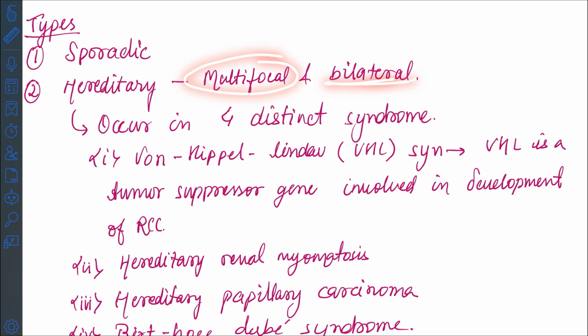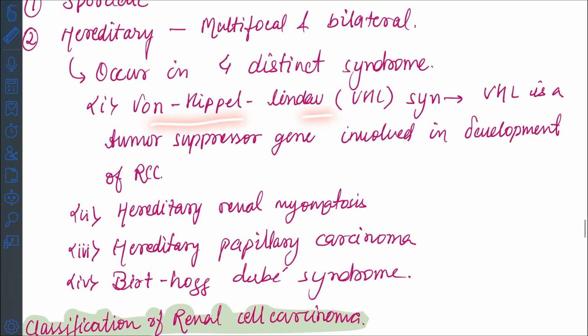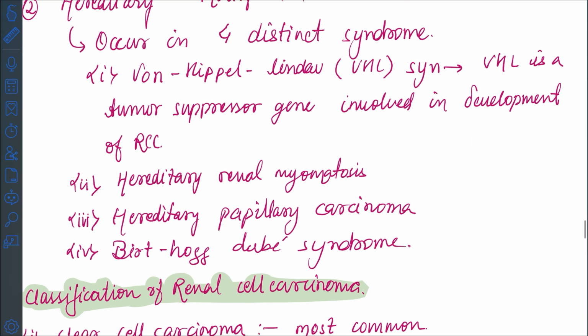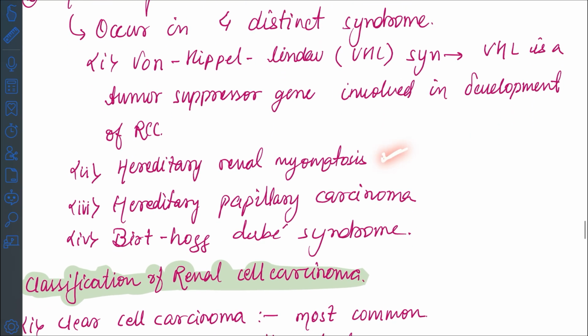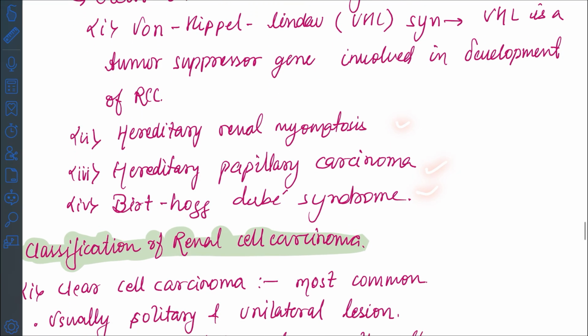It is a multifocal and bilateral tumor. It occurs in 4 distinct syndromes. There are 4 different syndromes where this RCC can be seen. One of them is von Hippel-Lindau syndrome. It is actually a gene, VHL gene, which acts as a tumor suppressor gene. If there is any mutation in this gene, it leads to development of RCC. The other syndromes are hereditary renal myomatosis, hereditary papillary carcinoma, and Birt-Hogg-Dube syndrome. We need not know in detail about these syndromes, but just remember the names.